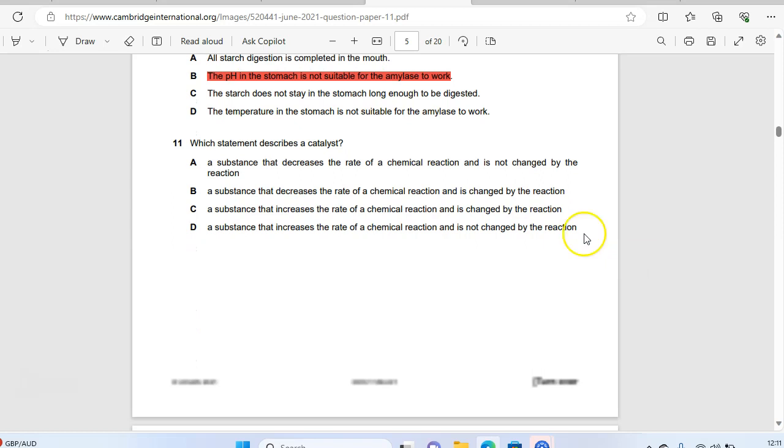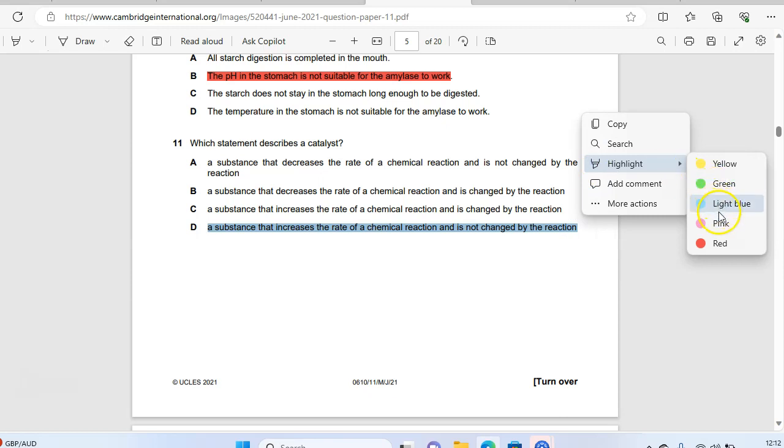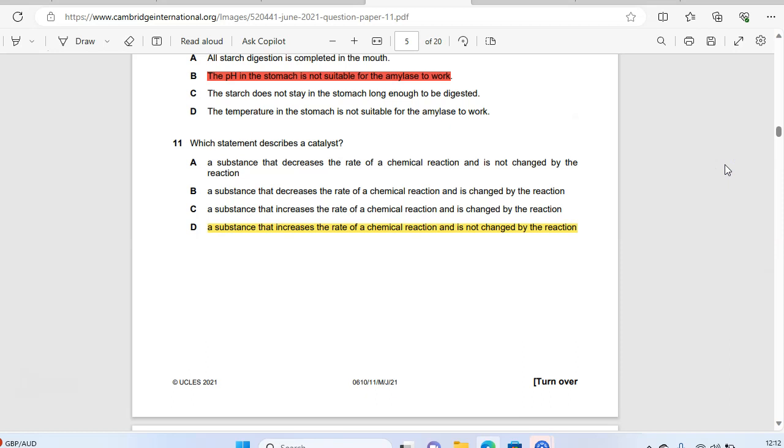Question number 11. Which statement describes a catalyst? Catalysts speed up the chemical reaction without being used. A catalyst is a substance that increases the rate of a chemical reaction and is not changed by the reaction. At the end of any reaction, you can get your catalyst back in the same condition. So they are not consumed during the chemical reaction.